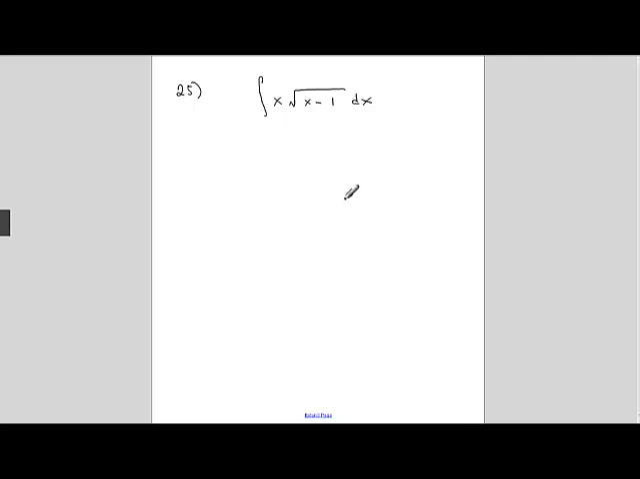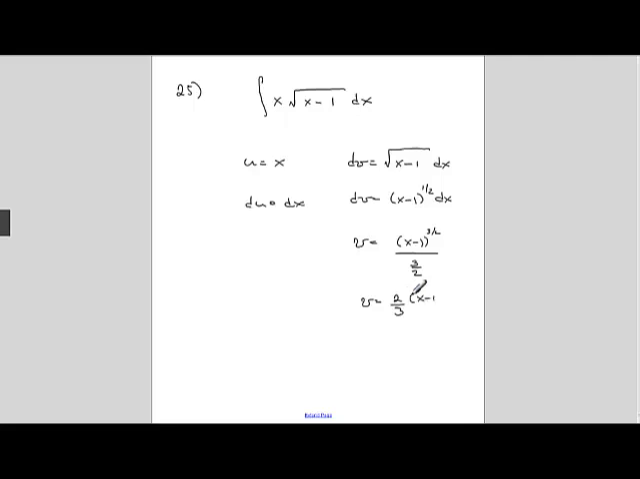So because of that, I would choose u to be x and dv to be equal to the square root of x minus 1 dx. So dv is x minus 1 to the 1/2 power dx, and du is 1 times dx. Now we integrate this to get v. The integral of that is x minus 1 to the 3/2 power divided by 3/2. We add 1 to the exponent and divide by the new exponent. So v is going to be 2/3 times x minus 1 to the 3/2.